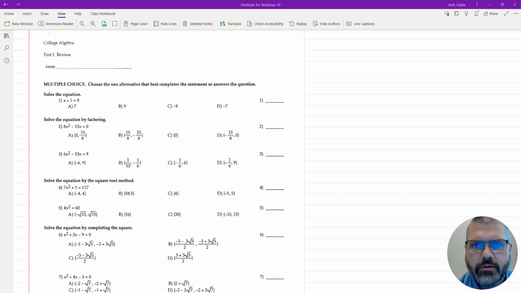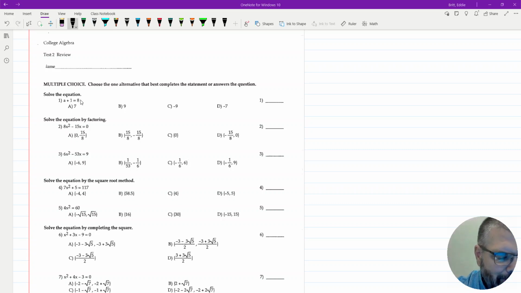So this is your test 2 review. On number 1, I put kind of a gimme problem here. Everybody wants an A in the class, right? So we've got to solve for A here. So I have A plus 1 equals 8. So subtract 1 from both sides and you get A equals 7. So that's my gimme problem of the day.